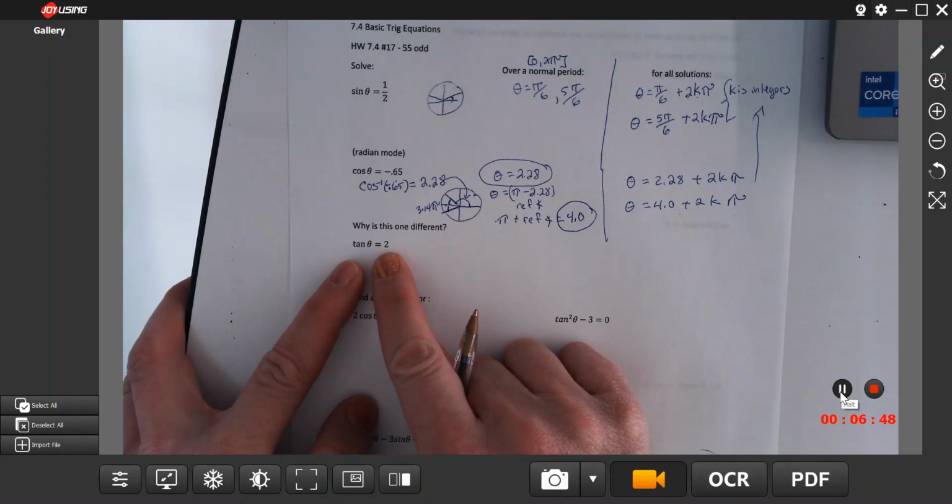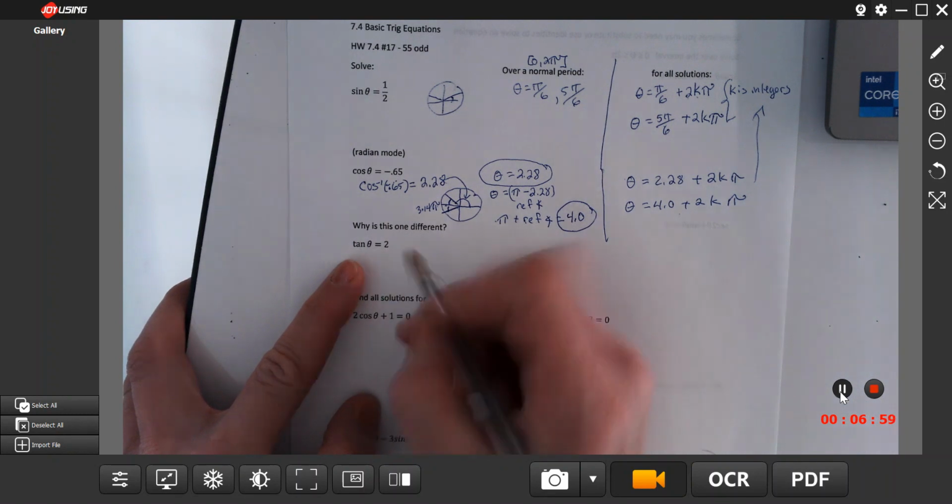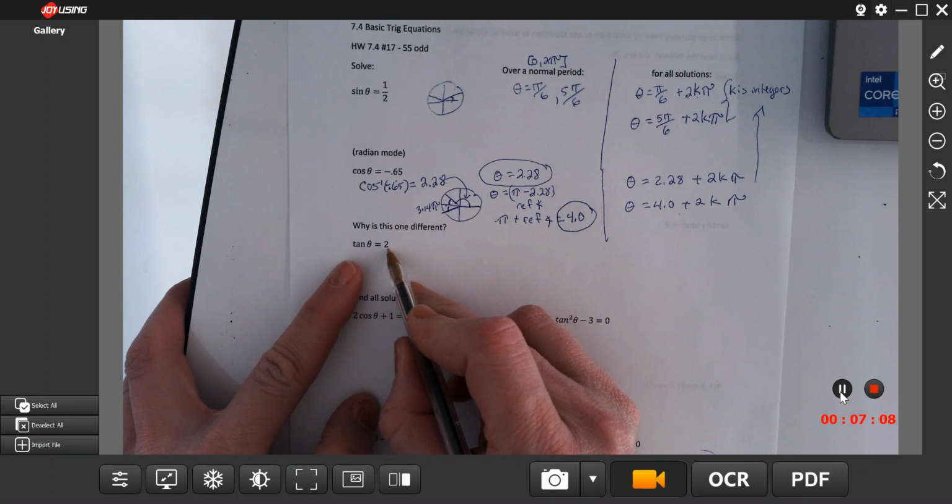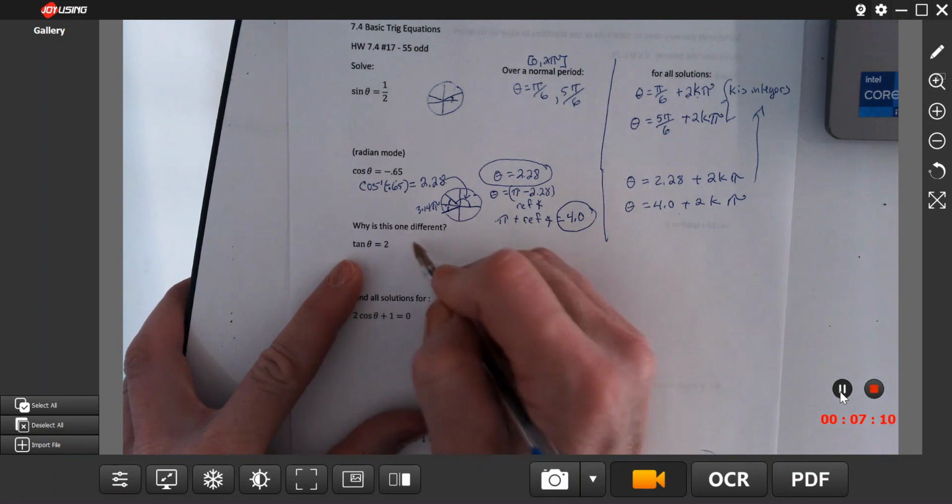So this one's going to be different. We're going to start working on it before we figure out why it's different. So no clues as to what unit. So we're going to still stay in radian mode. And remember, the range of tangent is all real numbers, the output. So it's okay that I get a value bigger than 1 for tangent. So I am going to get an answer.